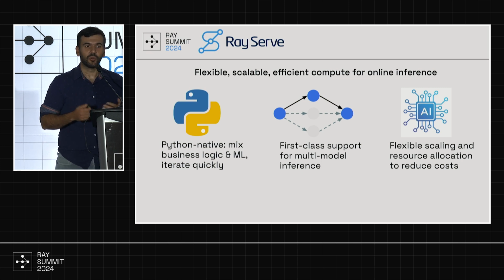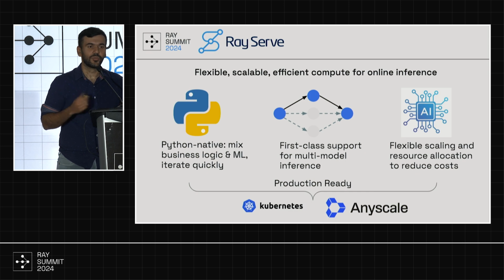Finally, we wanted to make it very flexible, so you can deploy any Gen AI model or any application on top of Rayserve and get the most out of your underlying hardware. All of this needed to be production ready, and this is available on both Kubernetes in open source as well as Anyscale.